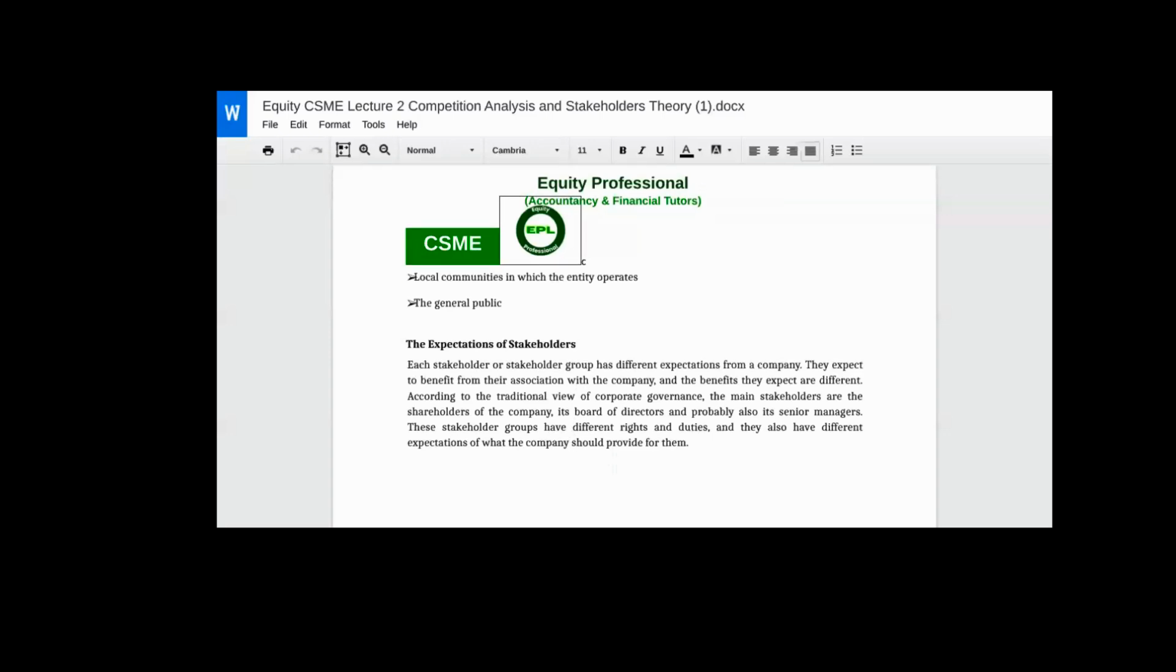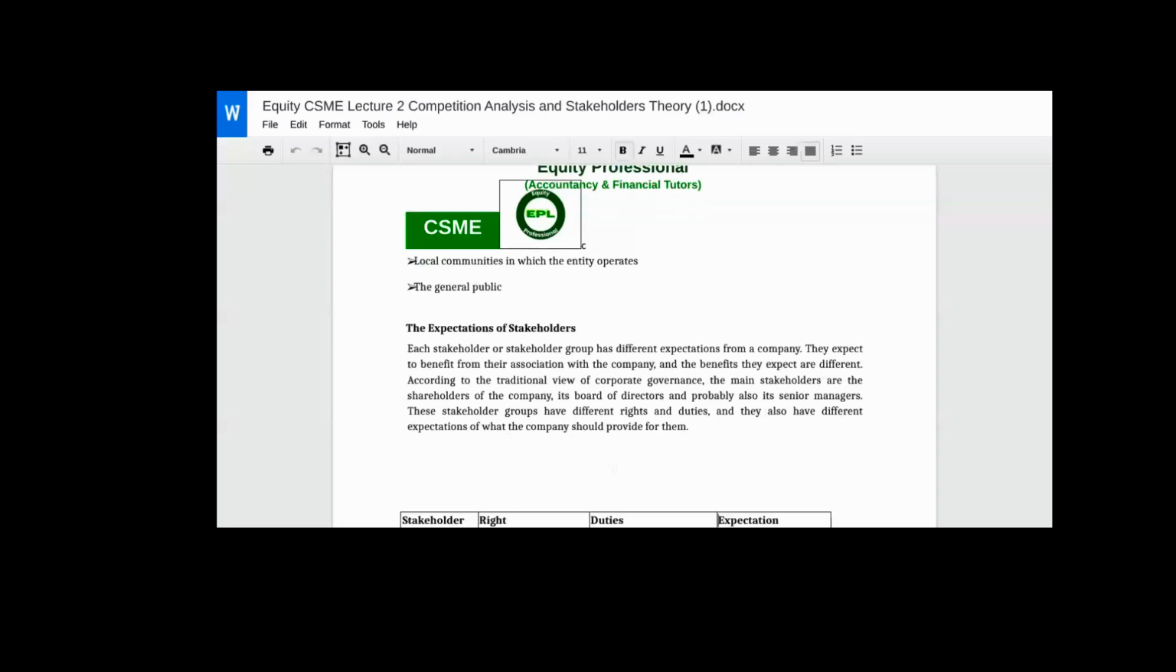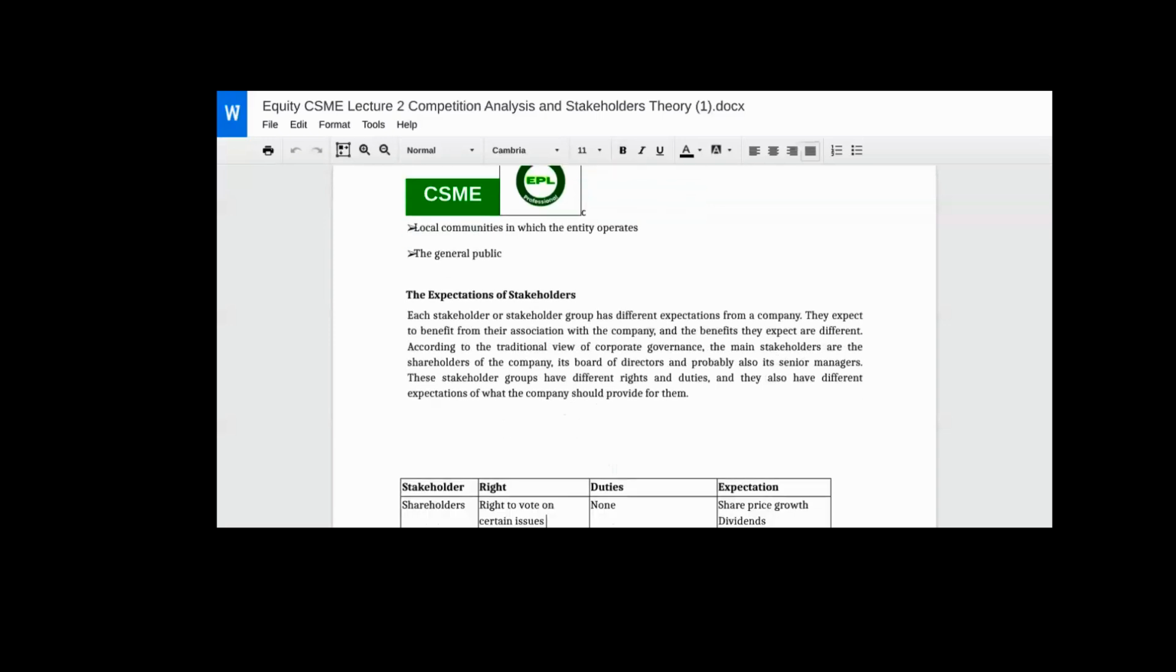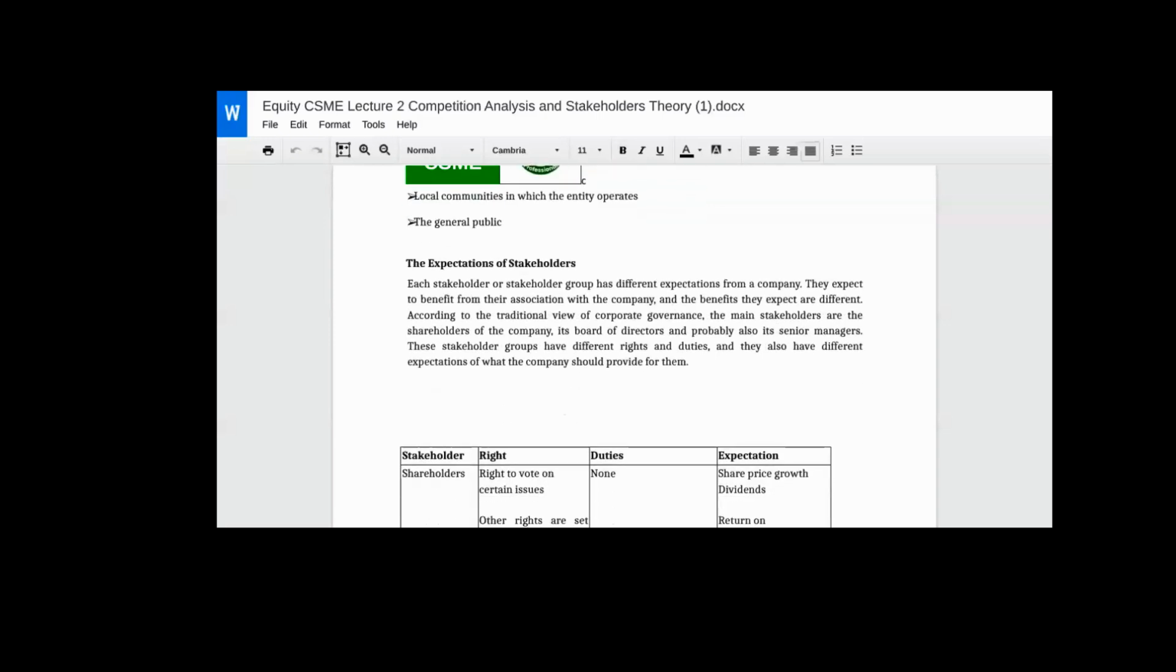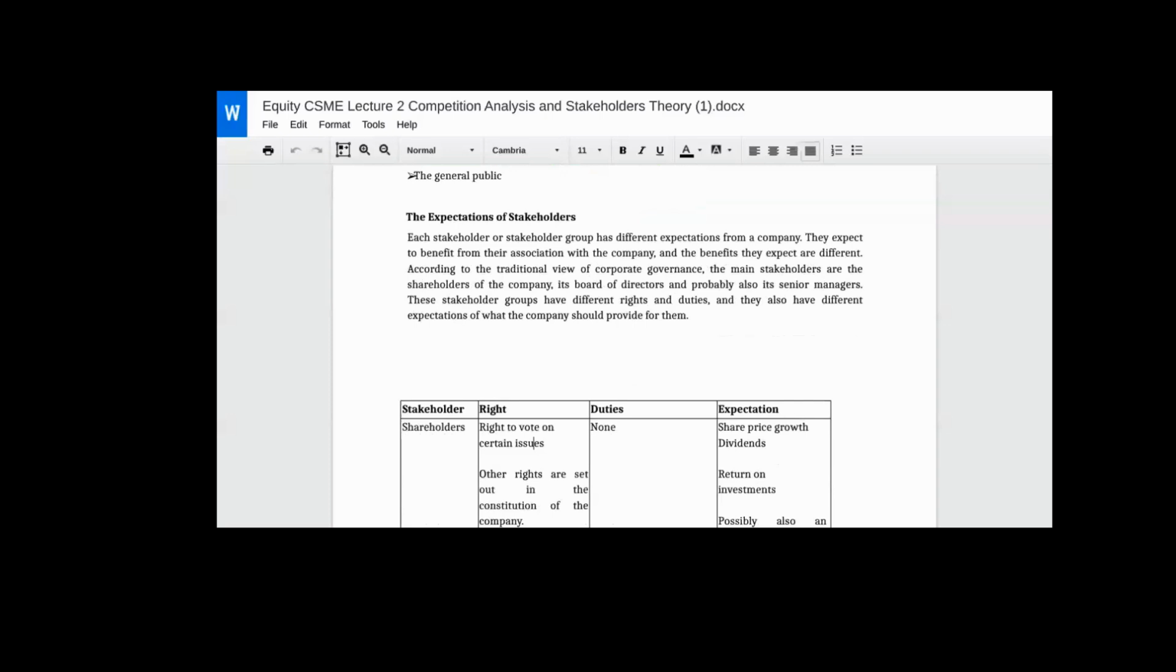When you look at the shareholders, their expectations are many because the shareholders are the owners of the company. They are the ones that finance and manage the company. So the shareholders' expectations, they have the right. That voting right is there.